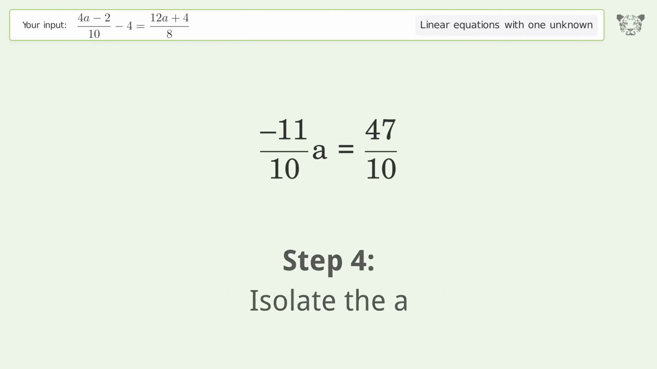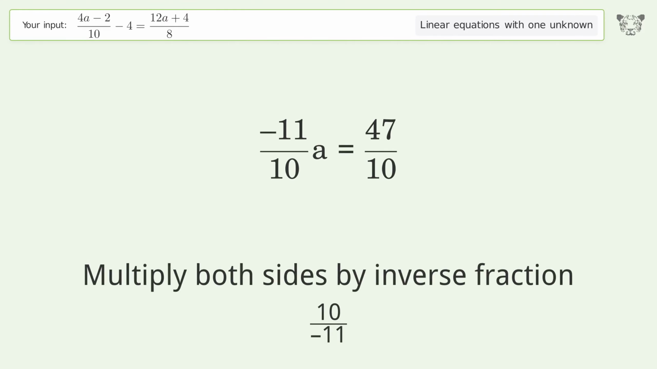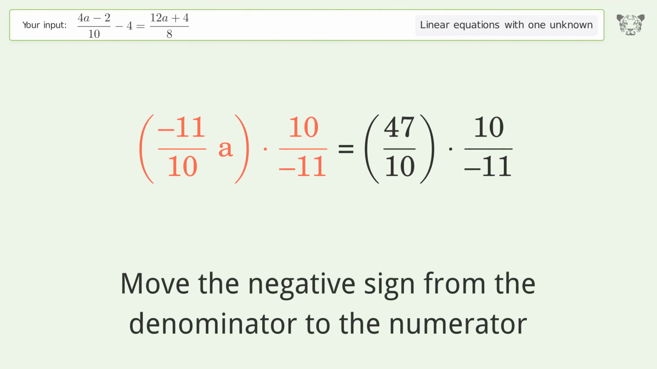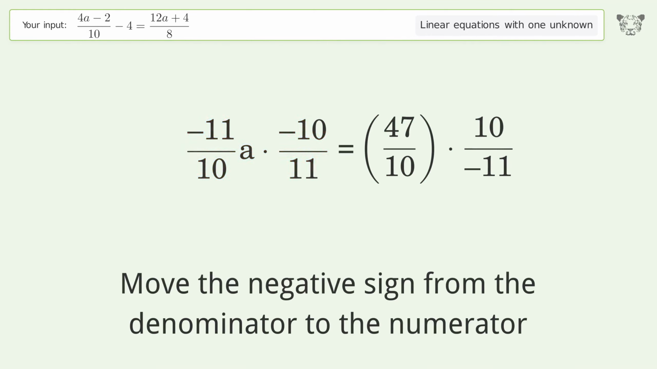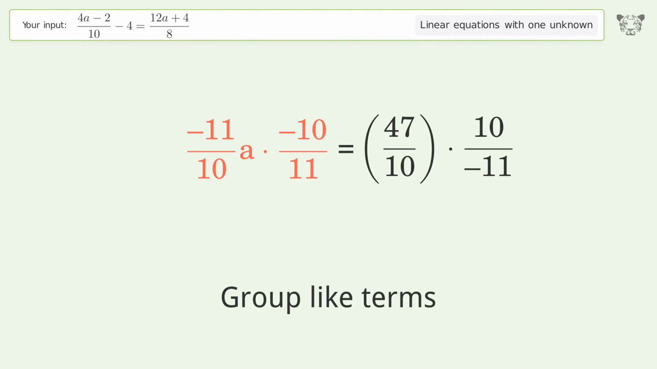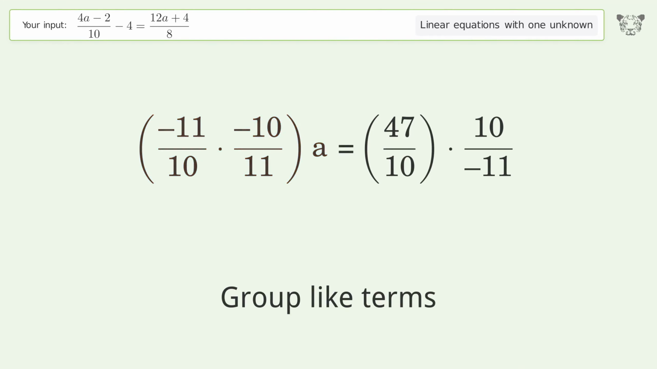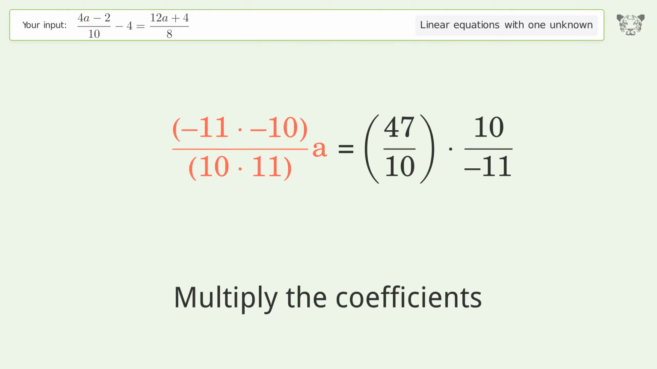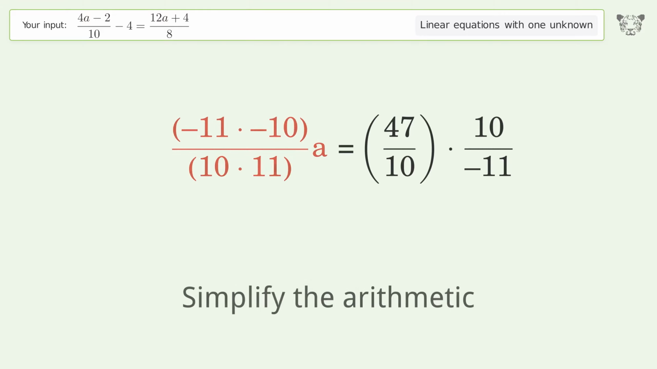Isolate the a. Multiply both sides by inverse fraction 10/11. Move the negative sign from the denominator to the numerator. Group like terms. Multiply the coefficients. Simplify the arithmetic.